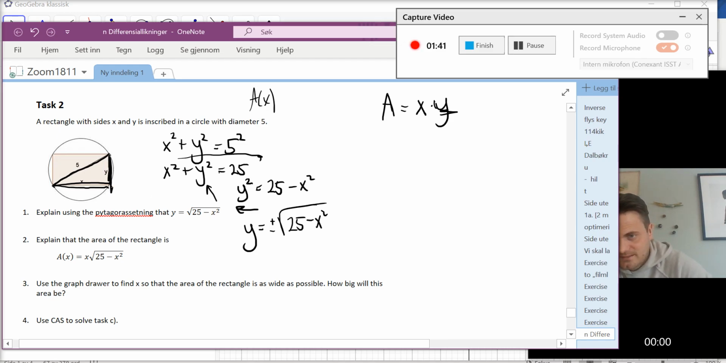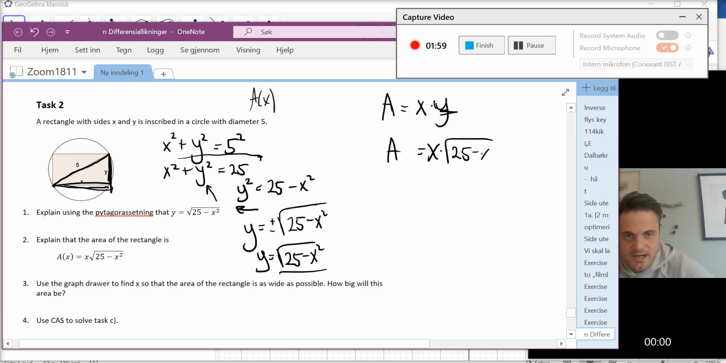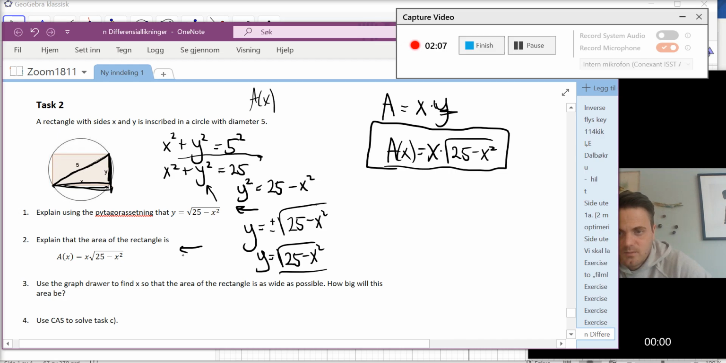But y is a side in the rectangle, so it's not negative, so y is equal to the square root of 25 minus x squared. So then the area will be x, this side, times y, but I now know that y is the same as the square root of 25 minus x squared. And then I have the area as a function of x. So that was exercise 1 and 2 at the same time. And then we should maximize this area, right?